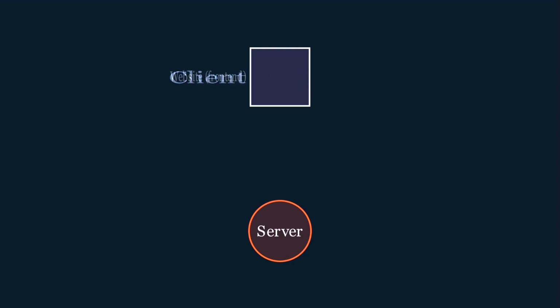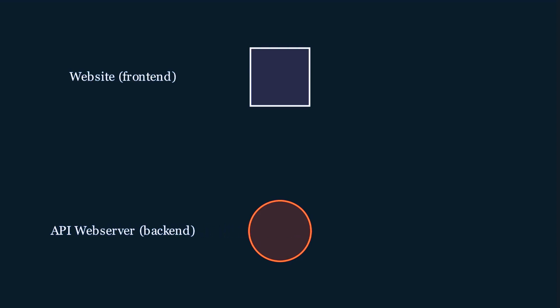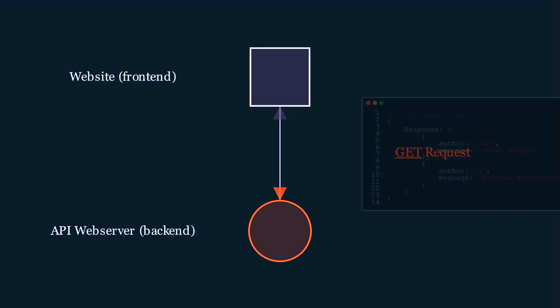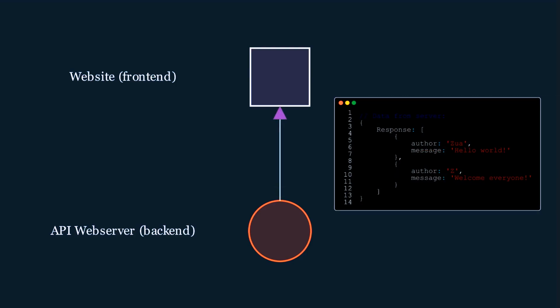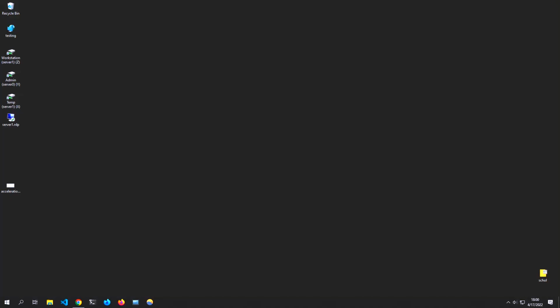Now let's apply this concept to our project. The client represents our front-end HTML website, and the server represents our back-end API web server. Suppose a client wants to get all messages posted by users of this application. The client will send a GET request to the server, and the server will send back a response containing the data for all messages. So let's get started with this project.